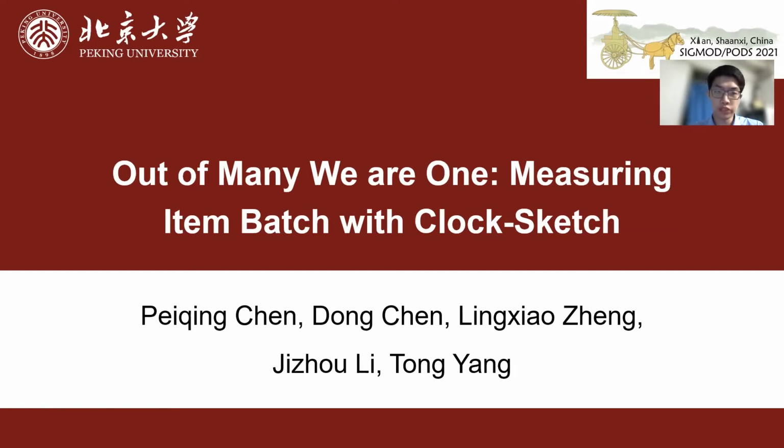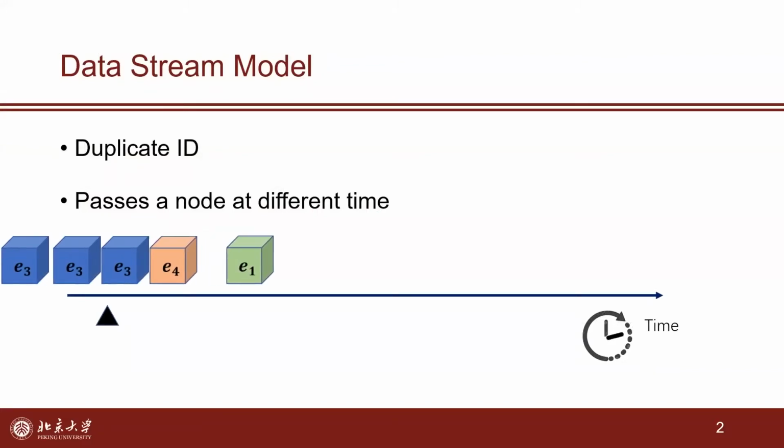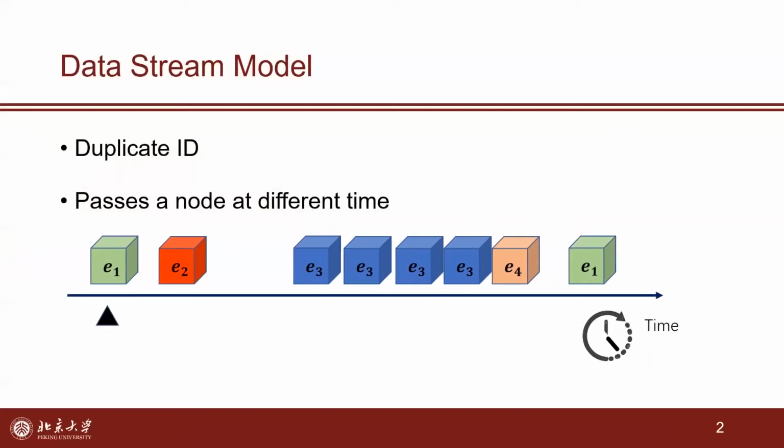Today, I'm going to present my paper, whose title is Out of Many We Are One, Measuring Item Batch with Clock Sketch. Item batch pattern is based on this data stream model, where each item has its ID, which is duplicatable, and each item passes a node at different times. As the animation shows, when the data stream flows, each item passes the node.